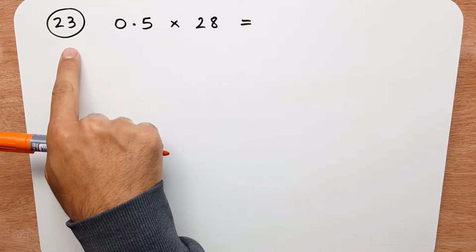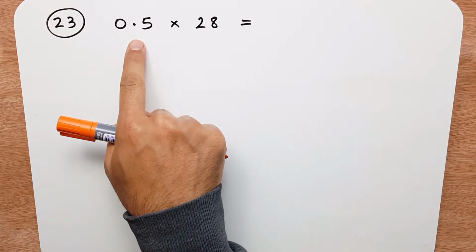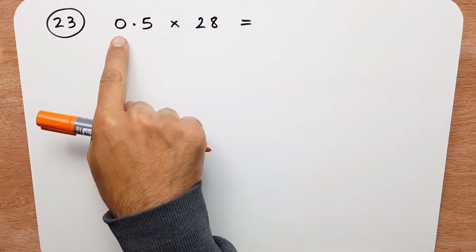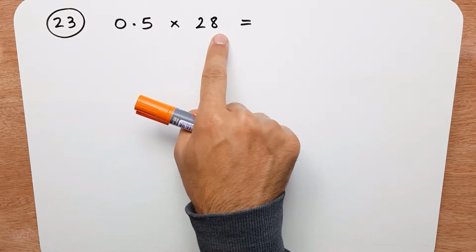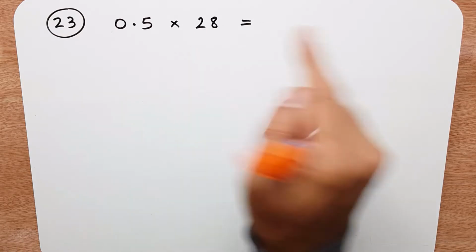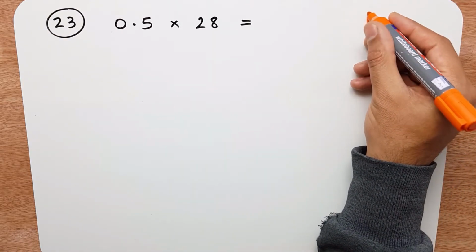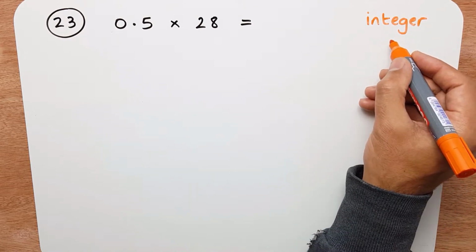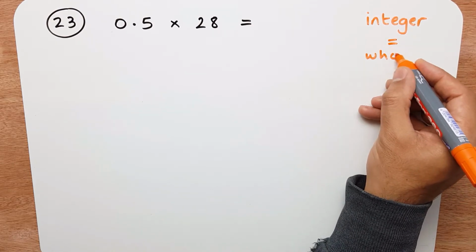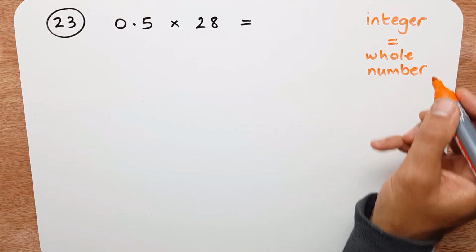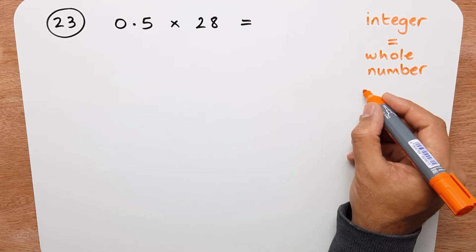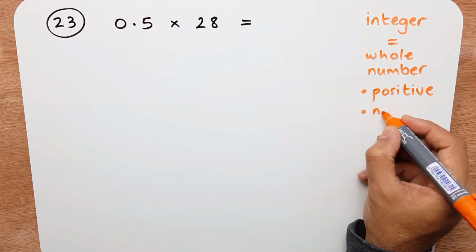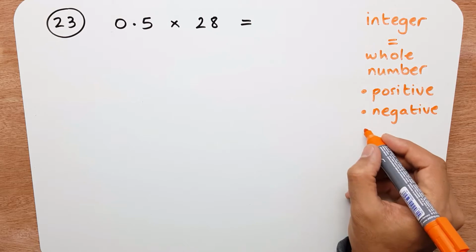In question 23, we have 0.5 times 28. Now this is a decimal and this is a whole number or an integer. So let me write the word integer down. And that simply is a whole number. And remember we said it can be positive, it can be negative, or it can be 0.